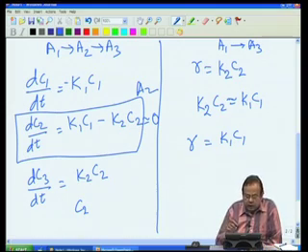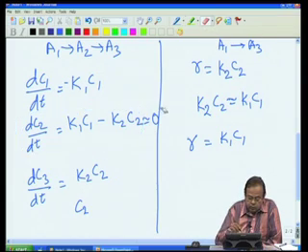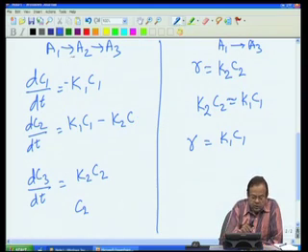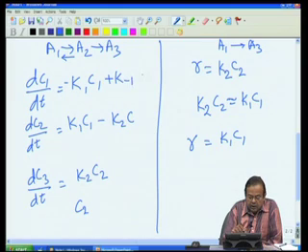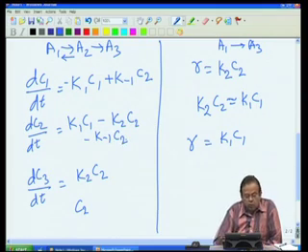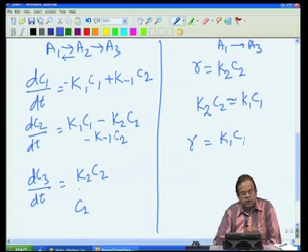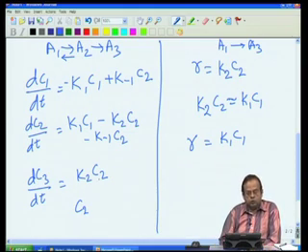Suppose I make this a little more involved, and say that this reaction is reversible. If that was the case, then I would add K minus 1 into C2, the reverse reaction. Then here also I will say minus K minus 1 into C2, and the rate of formation is K2 into C2.